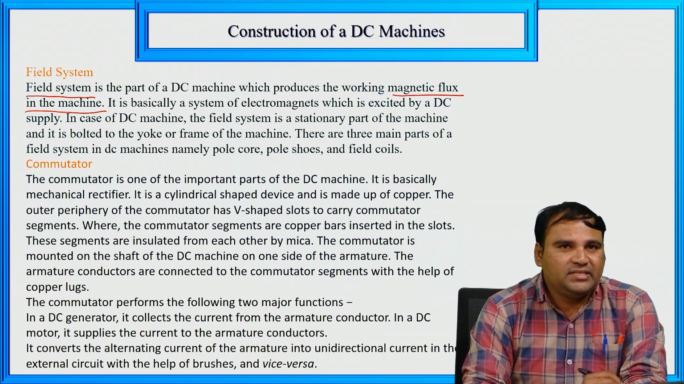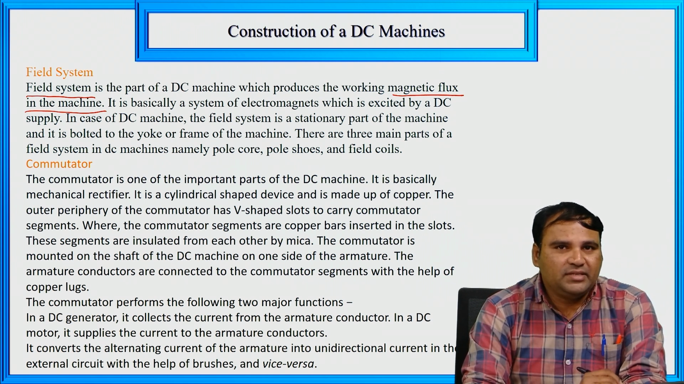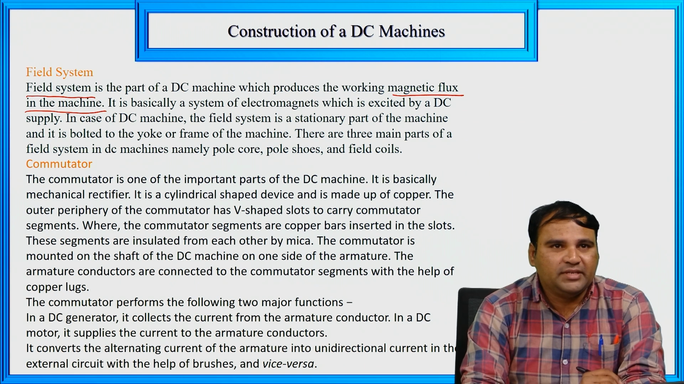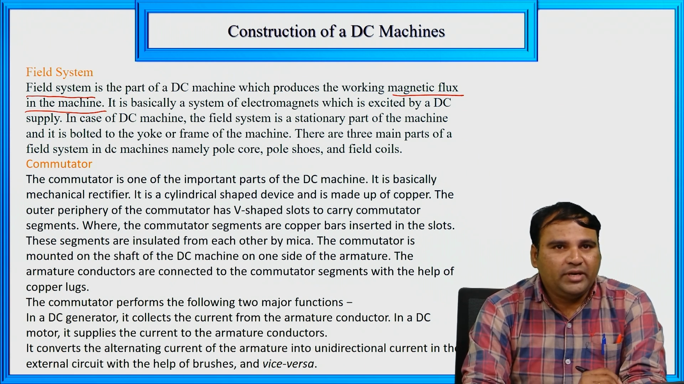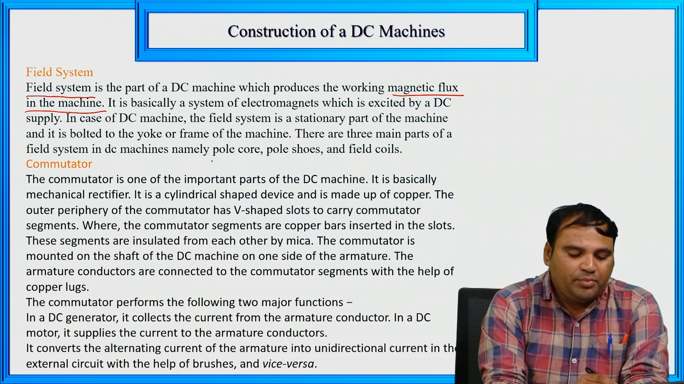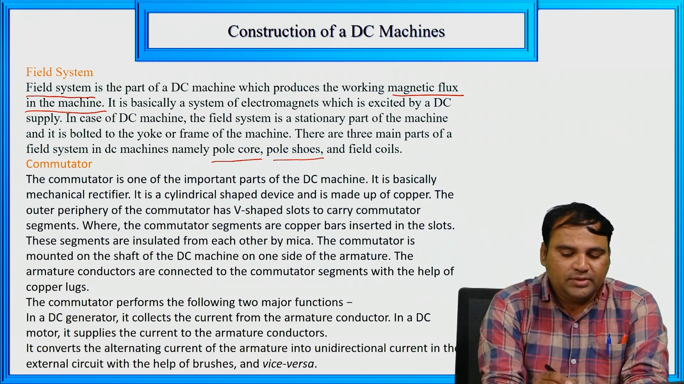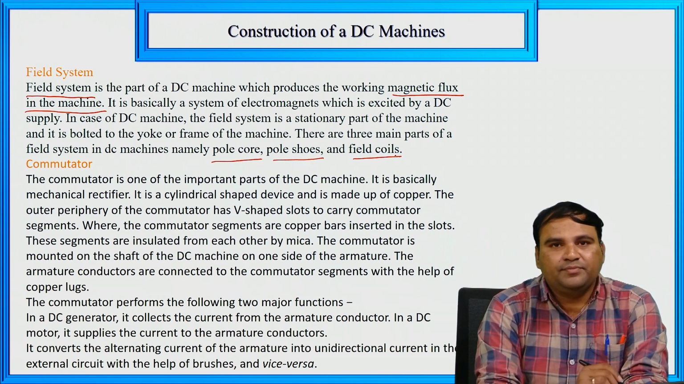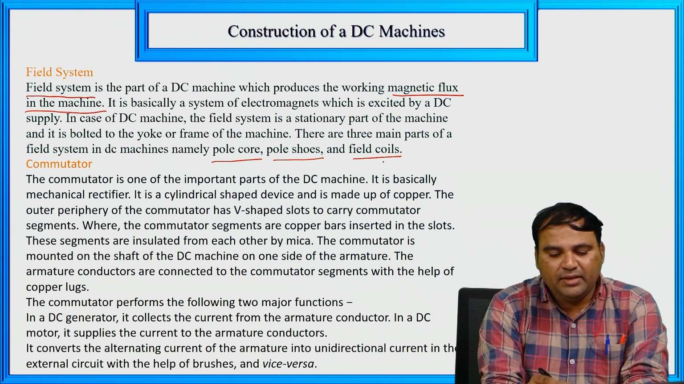In a DC machine, the field system is a stationary part of the machine and it is bolted to the yoke or frame of the machine. There are three main parts of the field system in a DC machine, namely pole core, pole shoes and field coils. Field coils are nothing but the series field and shunt field.